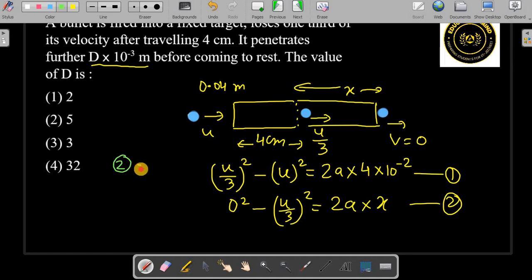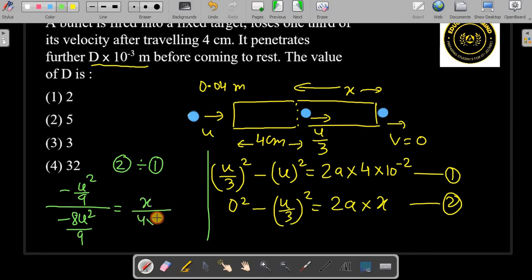Now you can divide the second by the first. What do you get? Let's see. Minus u square by 9 will be coming. Here you have taken 9 as LCM, so minus will be there here also, and u square will be there, and here it is 1 by 9 minus 1, right? So basically 1 minus 9, so minus 8 by 9. And the 2a factor will get cancelled. It will be x by 4 into 10 power minus 2, right?